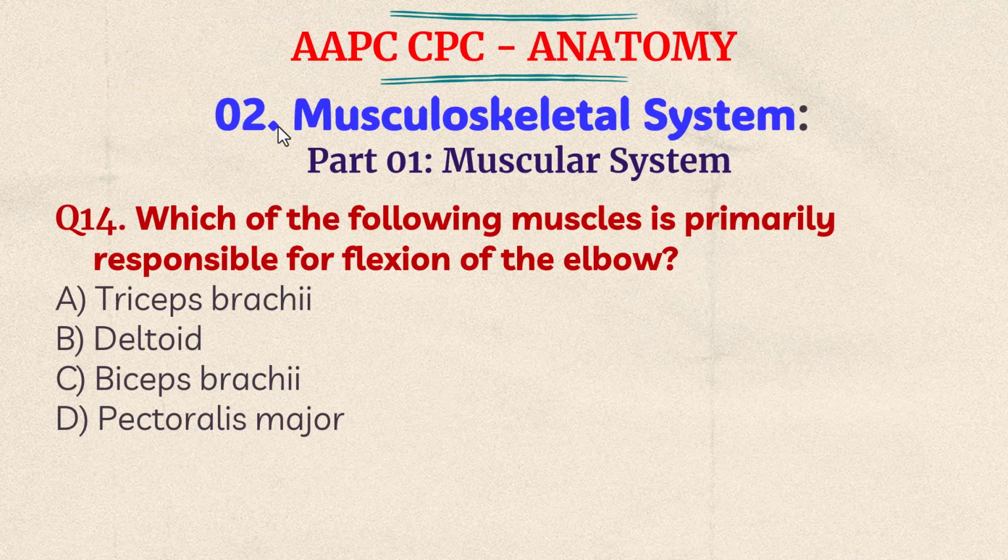Flexion. Question number 14. Which of the following muscles is primarily responsible for flexion of the elbow? A. Triceps brachii, B. Deltoid, C. Biceps brachii, D. Pectoralis major. So pause the video and think of the answer.